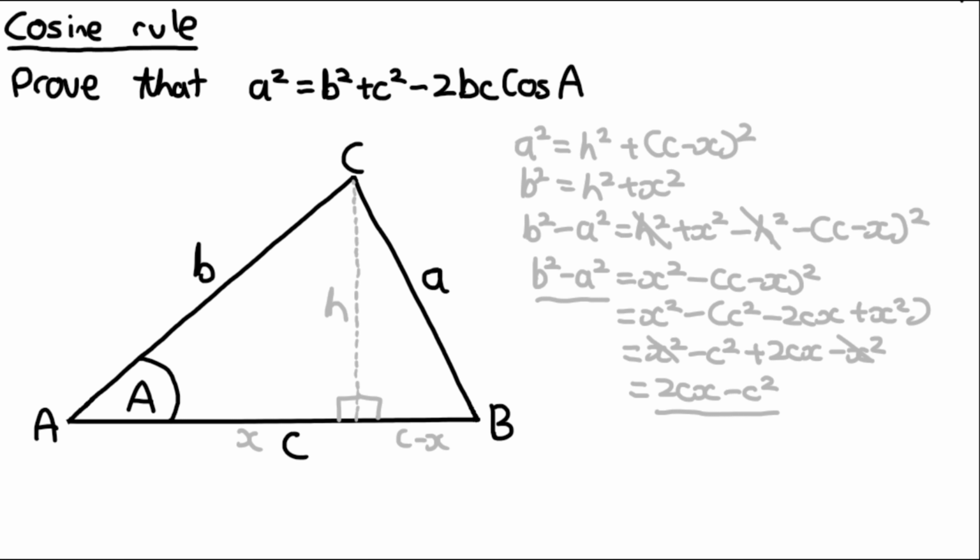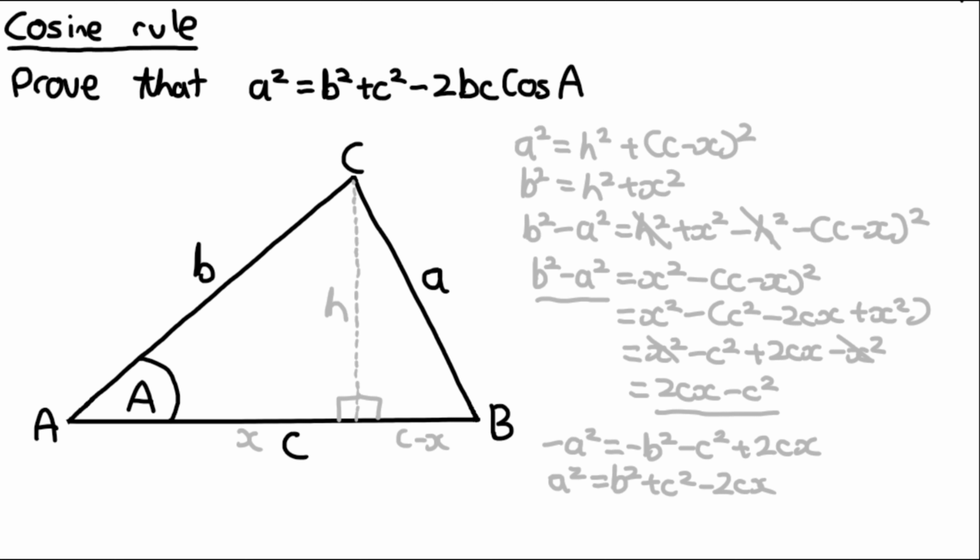We're going to move the b squared onto the other side to get minus a squared is equal to minus b squared minus c squared plus 2cx. We're going to times everything by minus 1 to get a squared is equal to b squared plus c squared minus 2cx. This is starting to look quite familiar now, but now we need to know what x is.